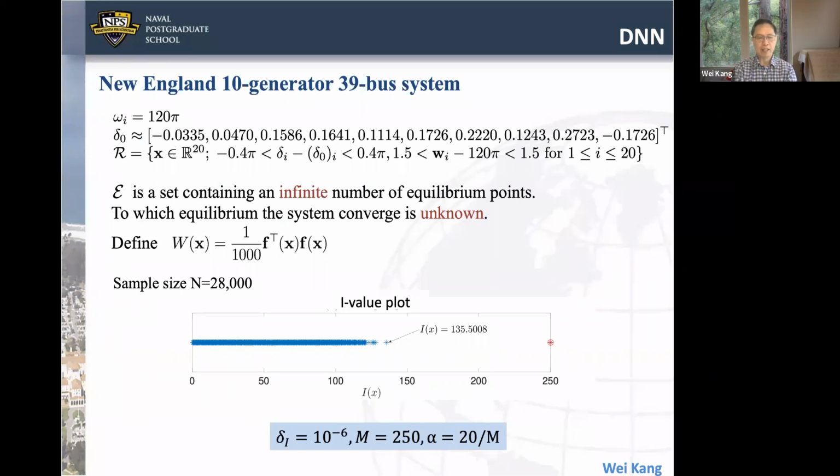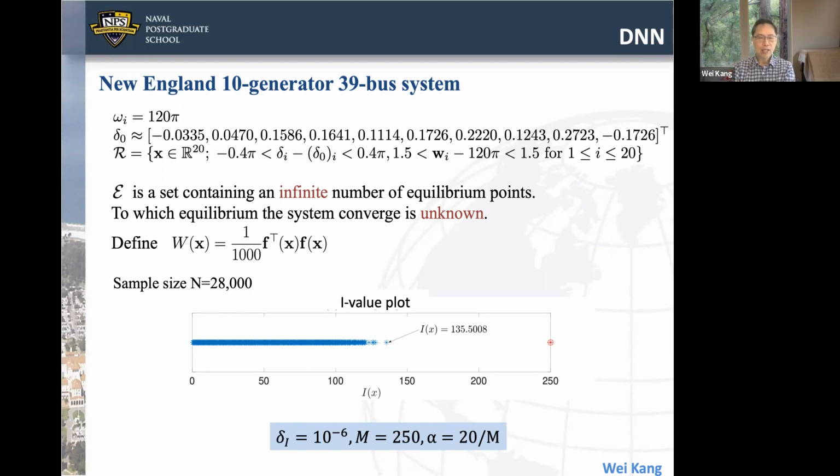Before that, remember, I need a W function. By the way, for this power system, the stable invariant set is not bounded. It's a set that contains infinitely many equilibrium points. You give me an initial condition, and I do not know a priori which equilibrium point it will approach. So for this kind of problem, typically we define W in this way. That's the right-hand side of the ODE. F will be equal to 0, and W will be 0 when x is any equilibrium point in the set.